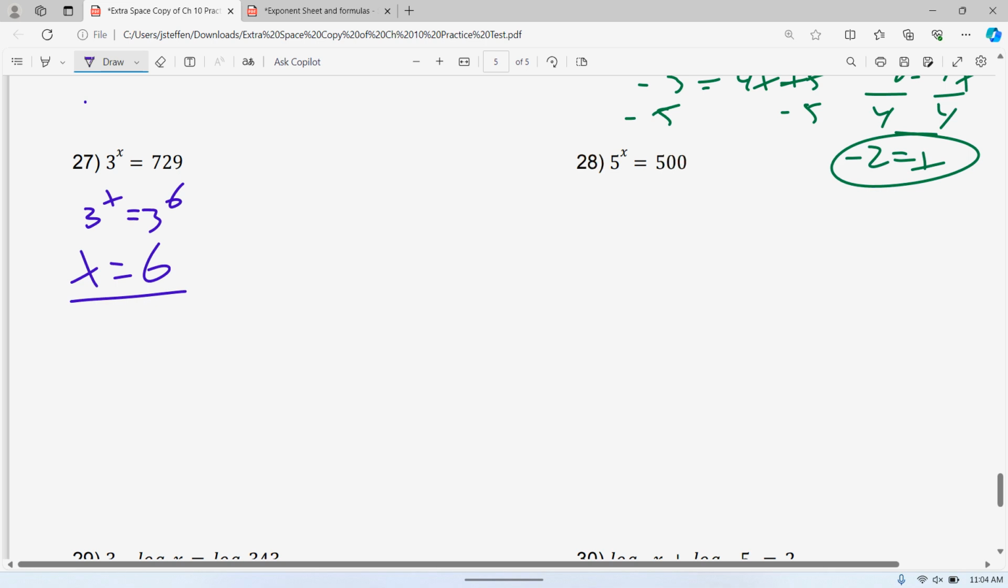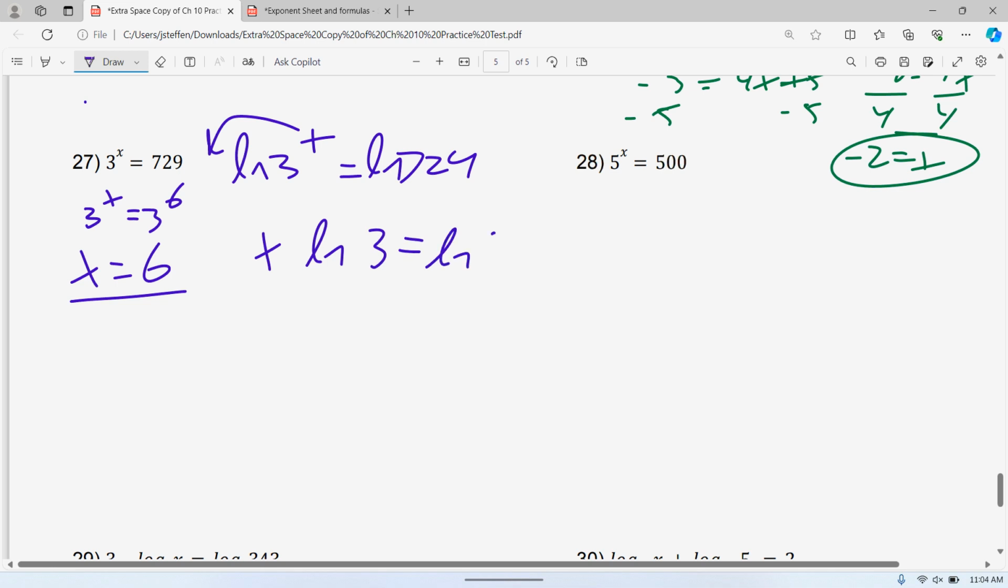The other way to do this, take the natural log of both sides. That puts that x in front, so x times the natural log of 3 is equal to the natural log of 729. Divide both sides by the natural log of 3. Getting 6 that way.